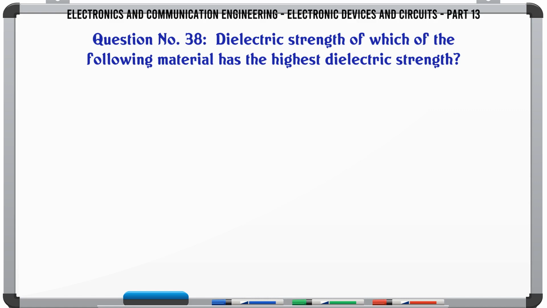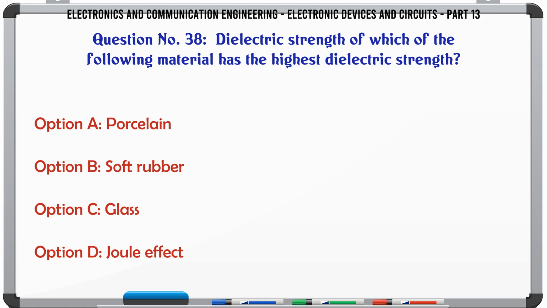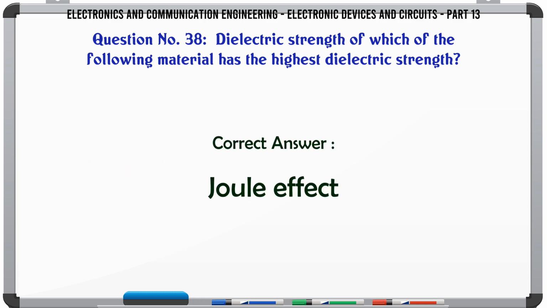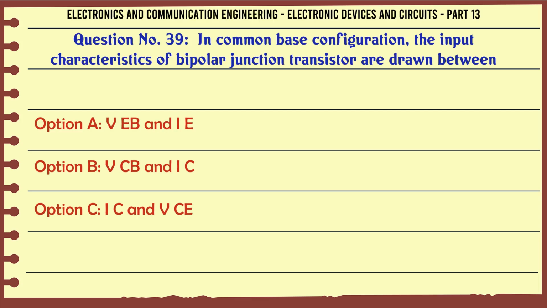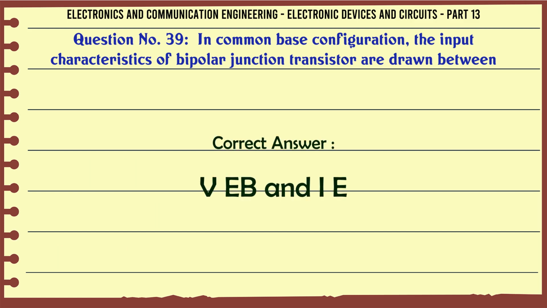Which of the following materials has the highest dielectric strength? A. Porcelain, B. Soft rubber, C. Glass, D. Joule effect. The correct answer is Joule effect. In common base configuration, the input characteristics of a bipolar junction transistor are drawn between A. VEB and IE, B. VCB and IC, C. IC and VCE, D. IE and VCE. The correct answer is VEB and IE.